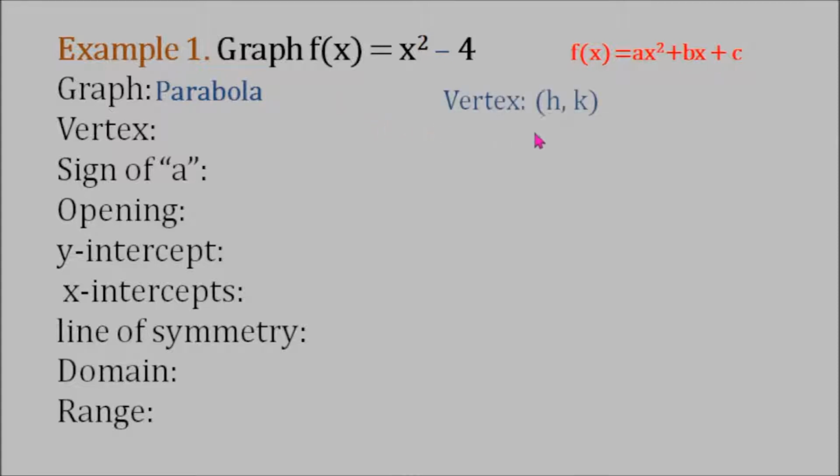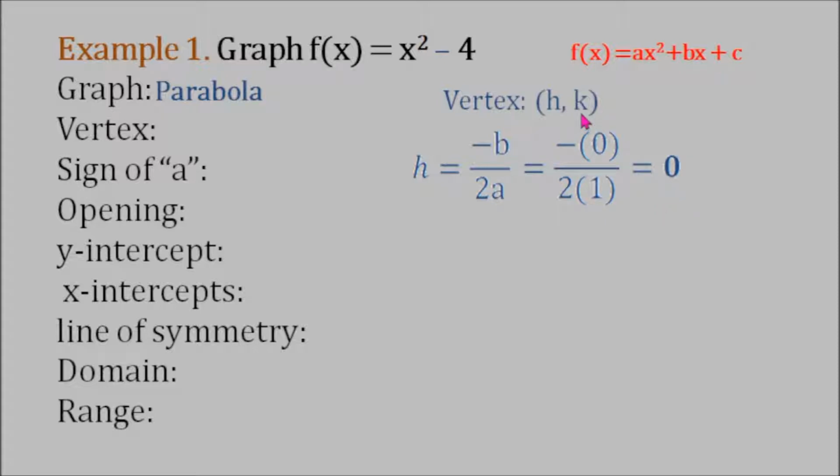The vertex has coordinates (h, k). To find h, this is our formula: negative b over 2 times a. Our b here is 0 because b is the coefficient of the linear term, and we don't have a linear term here. Our a here is 1, the coefficient of the quadratic term. So negative 0 over 2 times 1 is equal to 0.